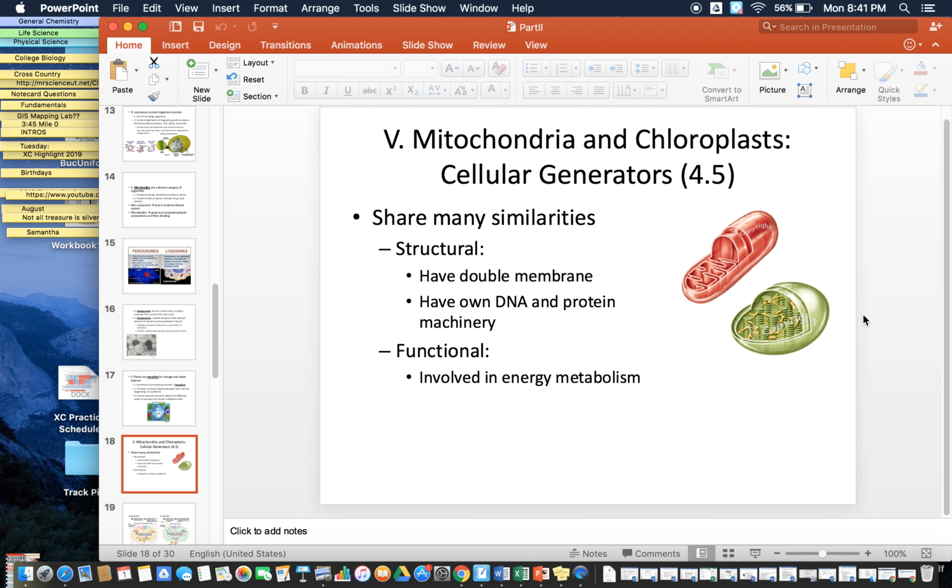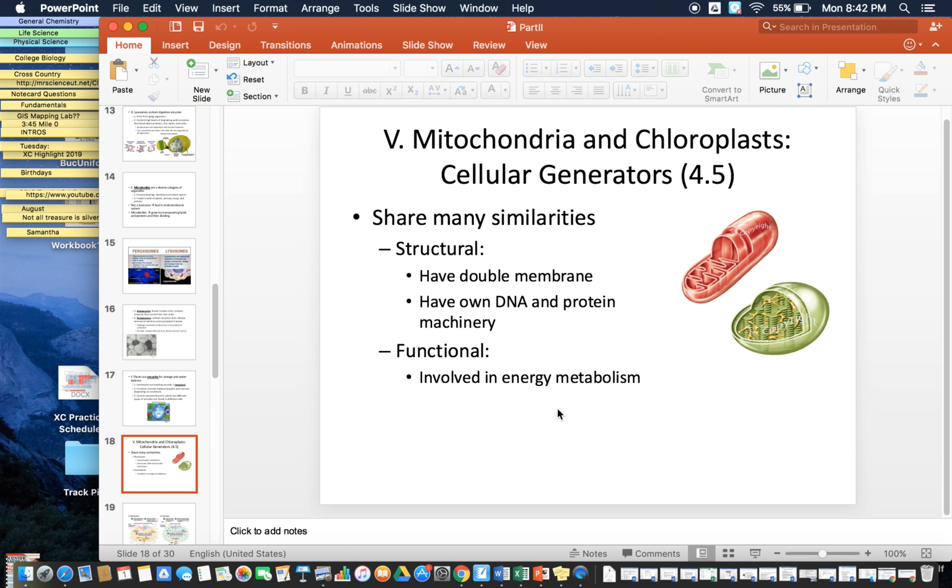Okay, plants have chloroplast and mitochondria. Animal cells do not have chloroplast. They have a lot of similarities. They both have a double membrane layer, as you can see here, double membrane, and they each have their own DNA and protein machinery, which is kind of odd. So we're going to talk a little bit about that here.